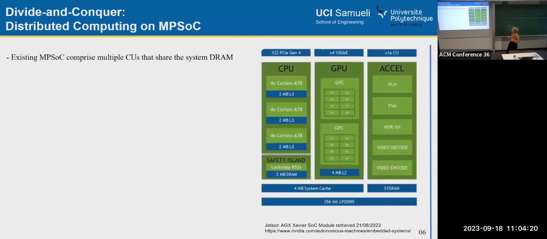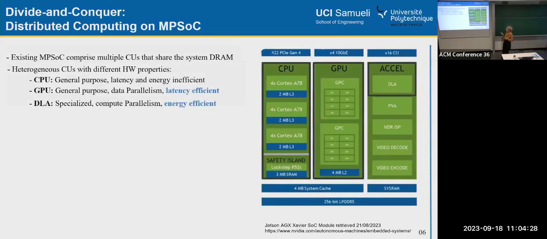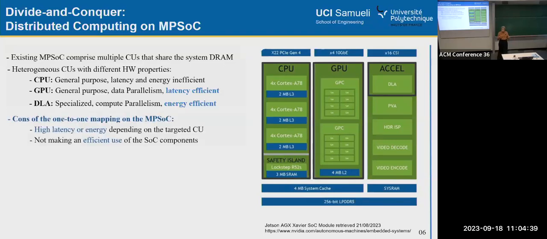Existing NP-SoCs comprise a diverse set of computing units, mostly heterogeneous, and have different hardware characteristics. For instance, on the NVIDIA Jetson Xavier, we have the GPU, which is latency efficient but energy hungry, whereas the DLA is energy efficient but slow compared to the GPU. So if we consider the typical deployment option of taking an entire GNN application and deploying it on the GPU or the DLA, we have two drawbacks here.